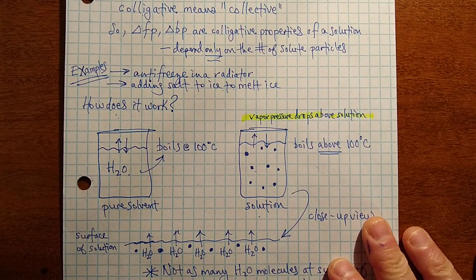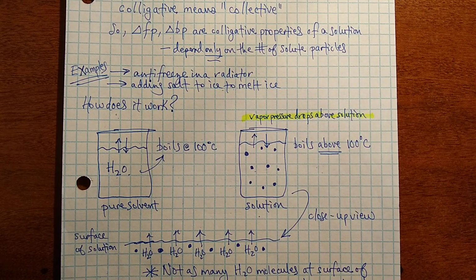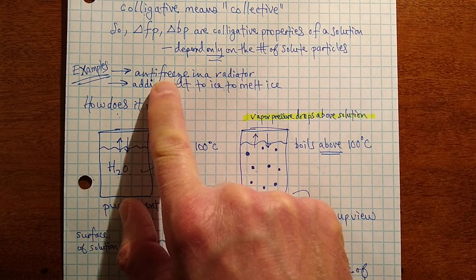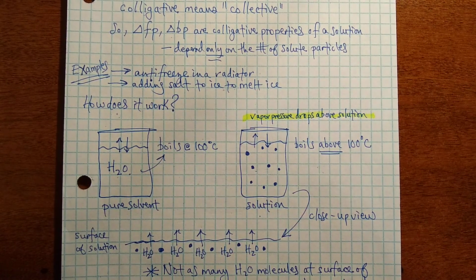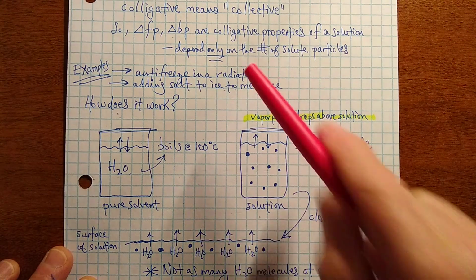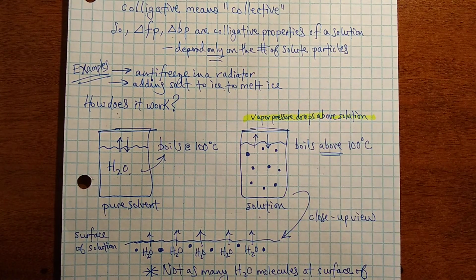Some examples of colligative properties are antifreeze in a radiator and adding salt to ice to melt the ice. Why do we do those things? Well, it's because they do two things at once. When you dissolve a solute like antifreeze or salt in a solvent, water being the solvent in this case, it lowers the freezing point and it increases the boiling point of the solution. So it expands the liquid range of the water, which is what we want in a radiator. We want something in a radiator that has a very low freezing point and a very high boiling point.